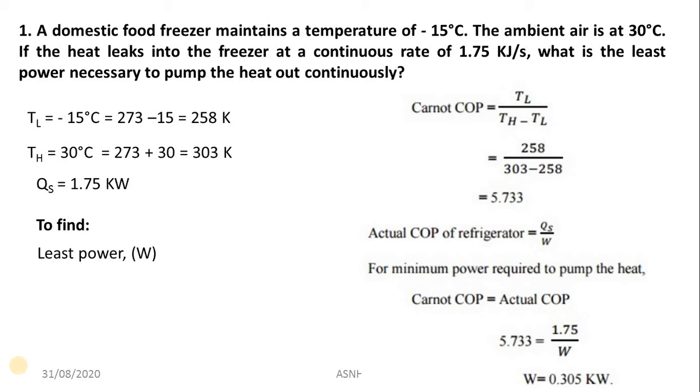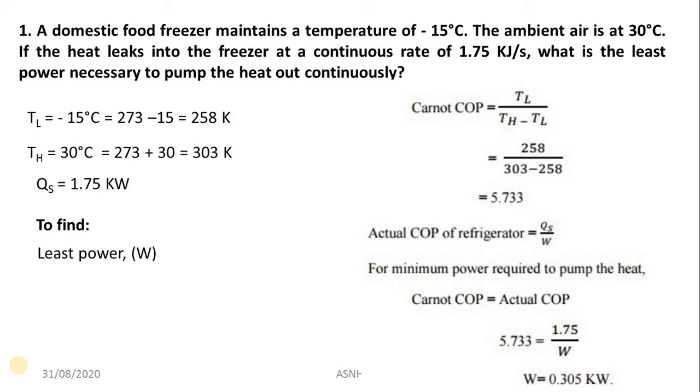A domestic food freezer maintains a temperature of minus 15 degrees Celsius. The ambient air is at 30 degrees Celsius. This means the evaporator temperature is around minus 15 degrees Celsius, the lowest temperature, and compared with that the ambient temperature is around 30 degrees Celsius. So the lowest temperature is minus 15 degrees Celsius and the highest temperature, the surrounding ambient temperature, is around 30 degrees Celsius.